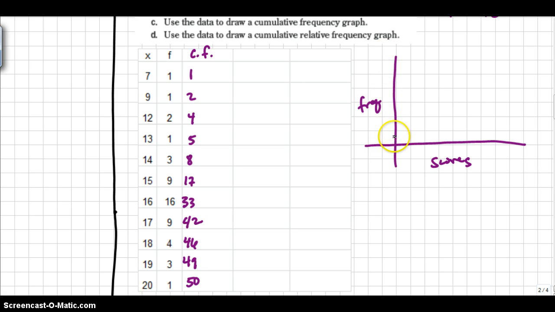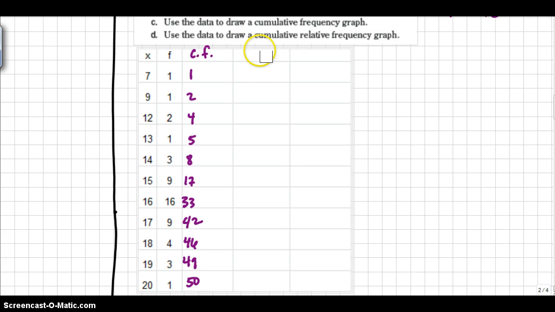So you'd indicate your scale, and then you'd go ahead and use the x column on your x-axis and the cumulative frequency values on your y-axis. And then you're just going to get dots. And you do not need to connect them, just indicate each coordinate. So the first one should be at 7, 1, the next coordinate should be at 9, 2, the next coordinate at 12, 4, and so on.